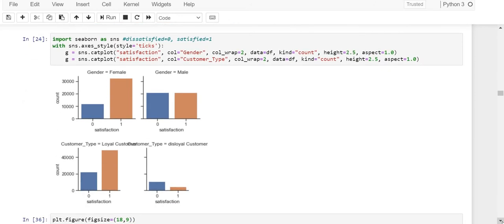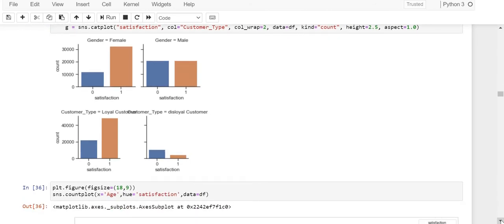We will now see the customer satisfaction rate with accordance to the gender. A lot of female customers are satisfied, whereas we can see the rate of satisfaction is nearly 50% for satisfaction and 50% for dissatisfaction in male customers. When we see the customer type, majority of loyal customers are satisfied, whereas majority of disloyal customers are dissatisfied.